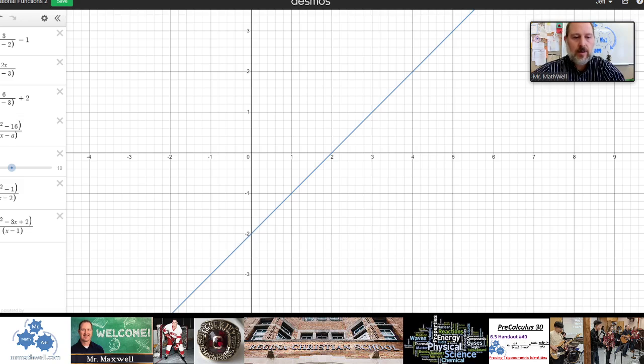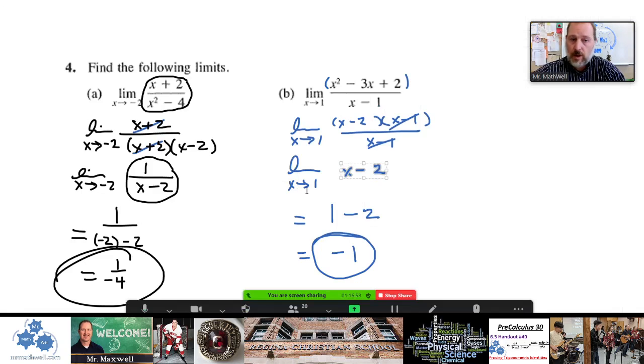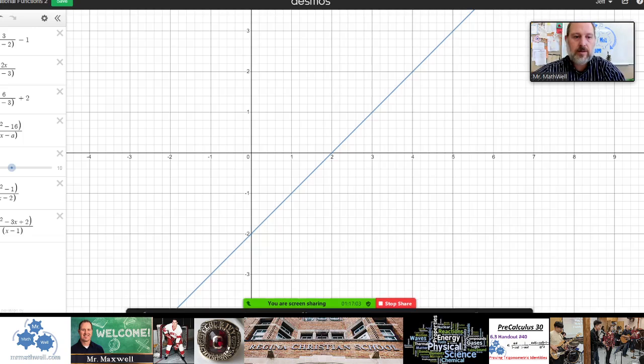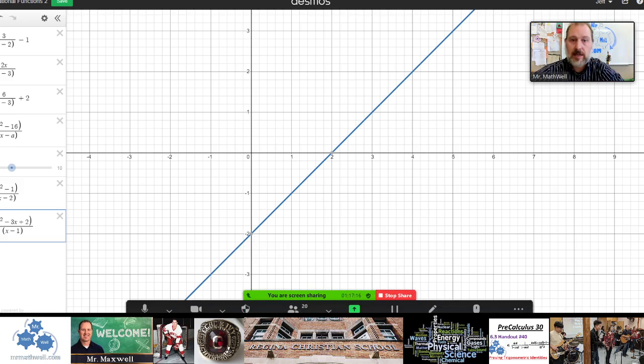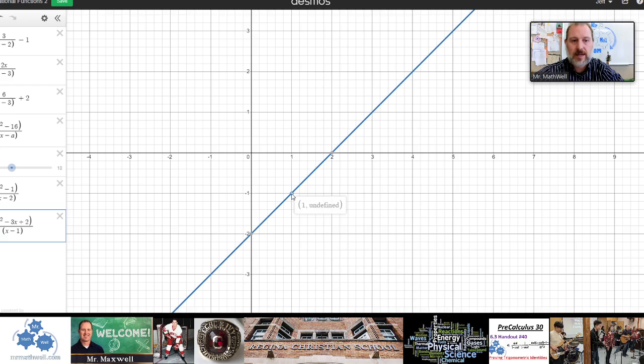So if I want to know what the limit as x approaches 1 is, I simply plug 1 in. It should be -1. So let's just see. 1, -1. Look at that. Okay. Now, on the real graph, it's undefined. But if you substitute what this graph looks like with the actual line of x minus 2, then you can substitute and find out what that limit actually is. Okay. It's undefined there, but the limit is clearly -1.